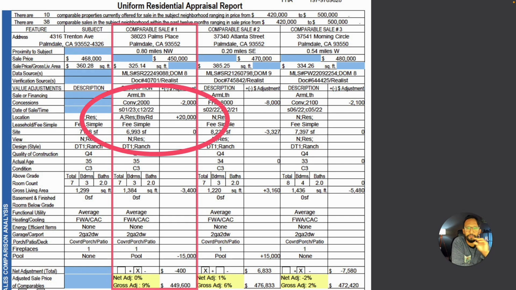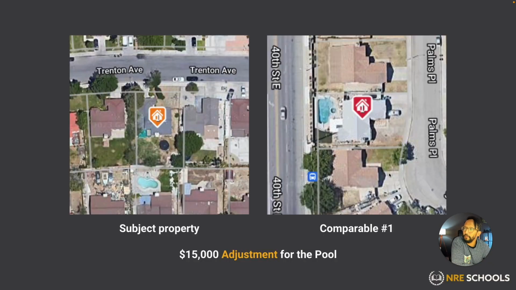That's how this appraiser is breaking down these adjustments. If this property right here was not on a busy street, it would be worth $20,000 more, and that's what is happening here. Let's look at it one more time.